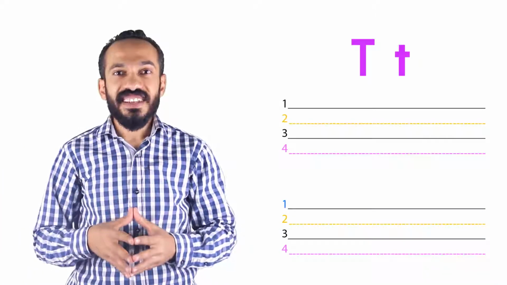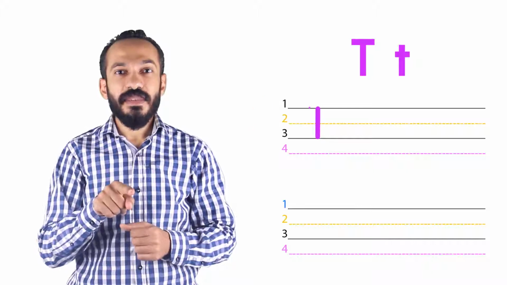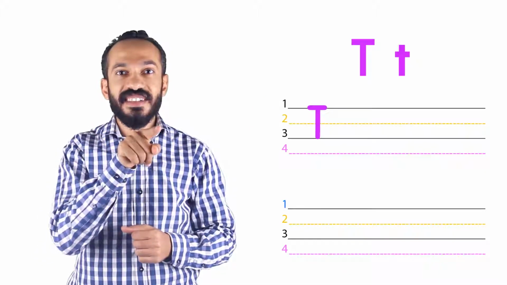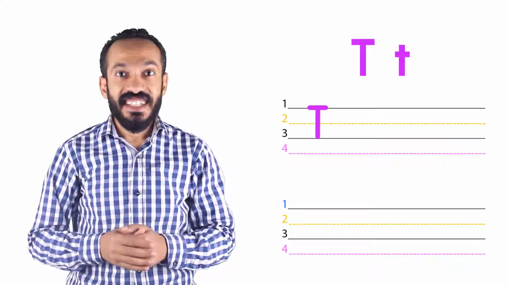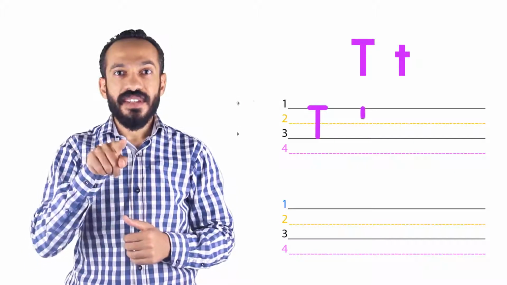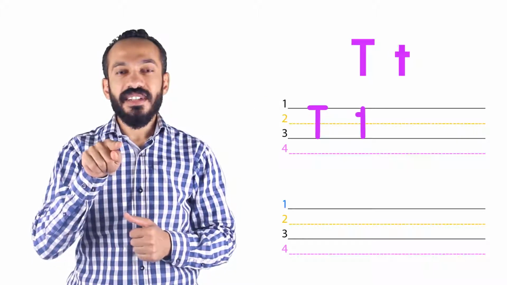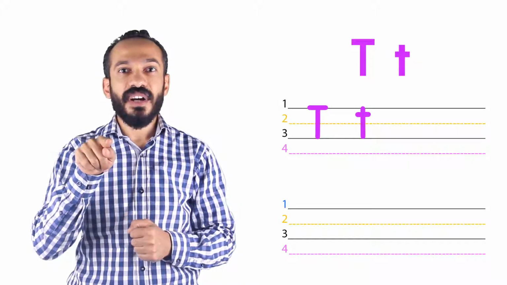Now, how to write the uppercase T? Very easy. First, we start with a standing line between the first and the third line this way. And then we draw a sleeping line on the top of it. The lowercase we draw a standing line from the first line to the third one, this way. And then, a little bit above the second line, we draw a sleeping line across the standing line.